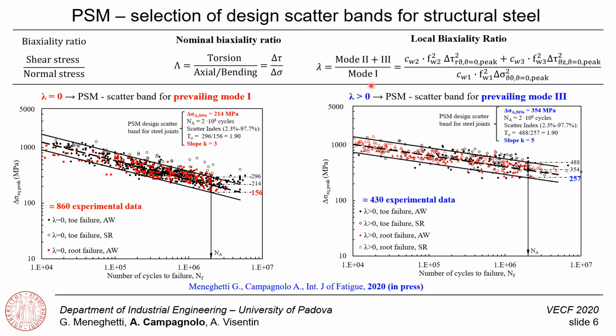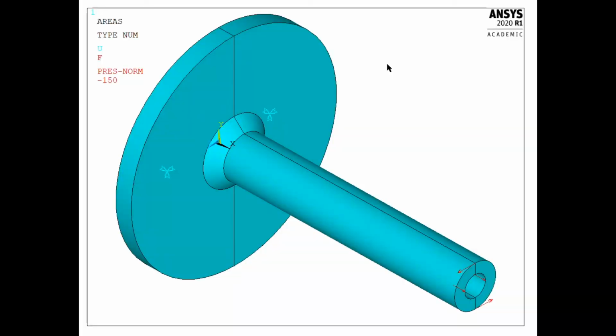While fatigue results having lambda greater than 0 fall inside a design scatterband having category equal to 257 MPa and slope equal to 5. Once calculated the equivalent peak stress for a welded detail, entering the proper fatigue design curve allows to estimate the fatigue life. It seems easy to apply the peak stress method. Sure it is, but the method presents delicate requirements and application steps.